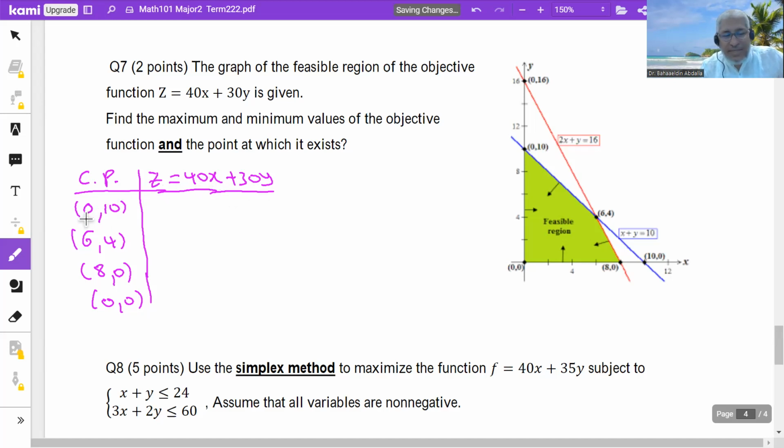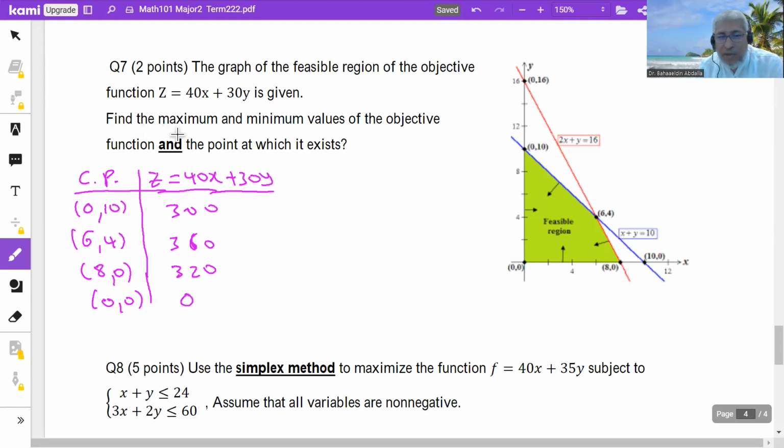So if x is 0 and y is 10, 40 times 0 plus 30 times 10 will be 300. If x is 6, y is 4, then 40 times 6 plus 30 times 4 will give you 360. If x is 8, y is 0, z would be 40 times 8, that's 320. If x is 0, y is 0, z would be 0.